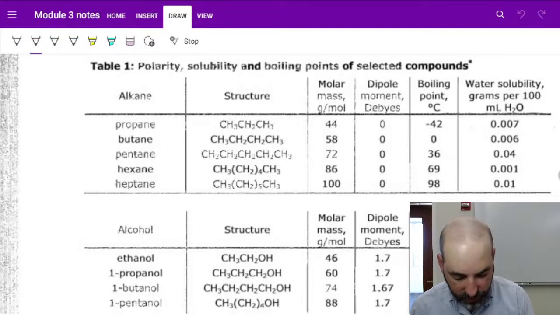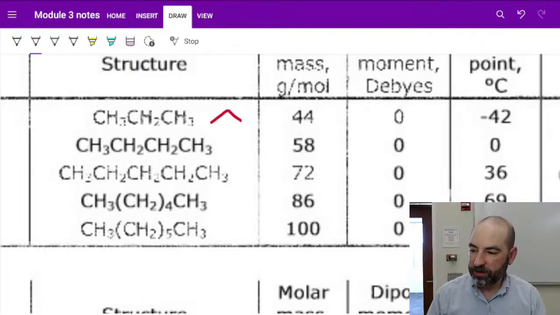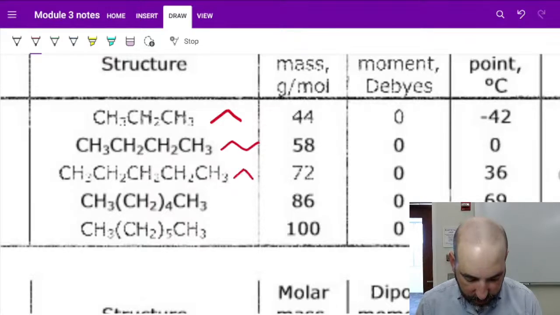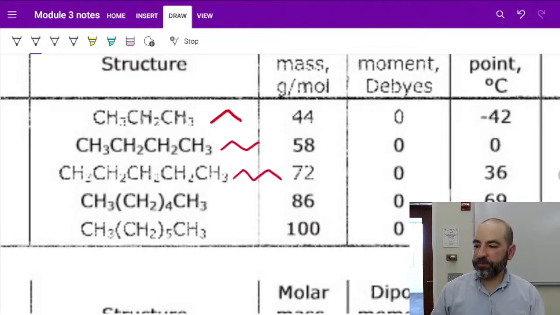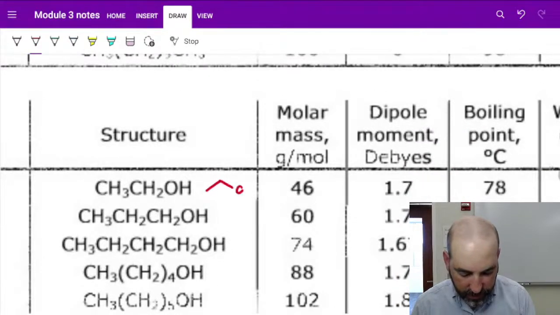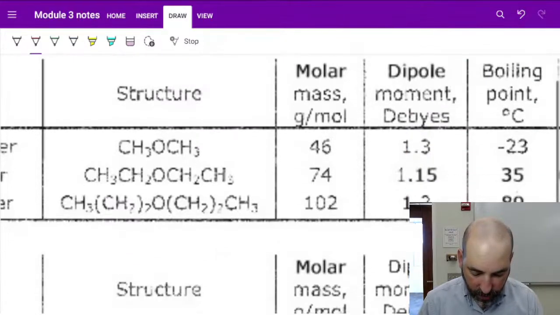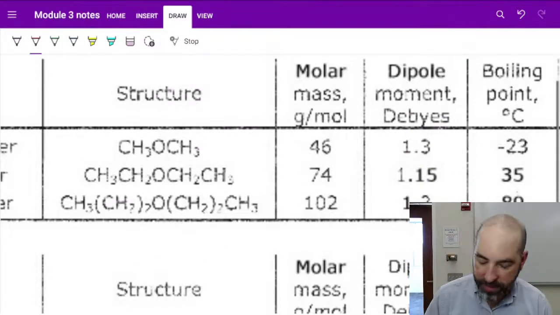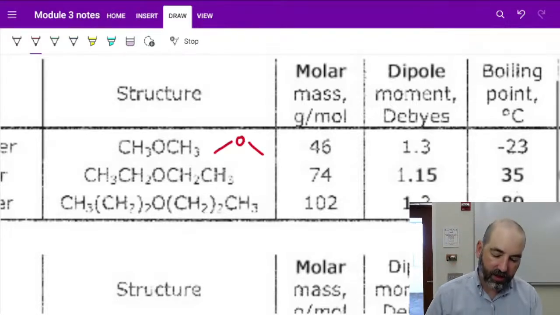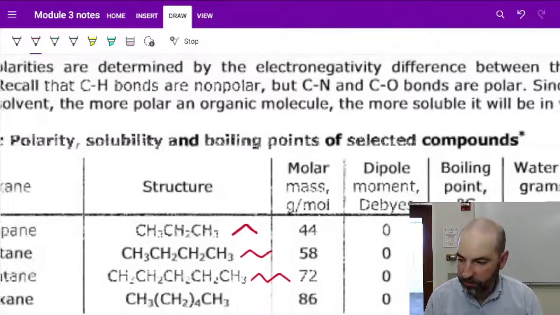This first one, the line structure would look like this, right? 3 carbons. The next one would be like this, like that, and so on. Then we've got some with OHs. So the first one would be 2 carbons and then OH. These down here have an oxygen right in the middle. So you've got a carbon, then an oxygen, then another carbon. And so I'm giving you an example here, but see if you can draw all the rest of them as well.